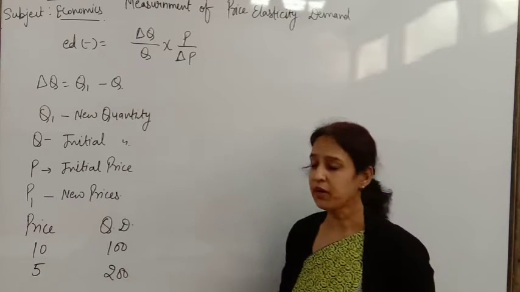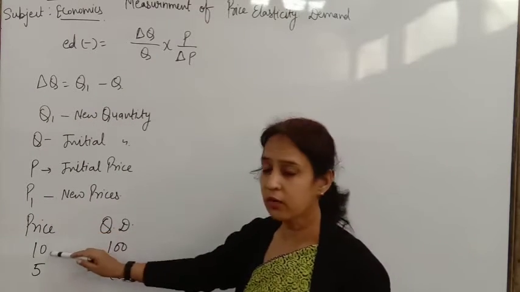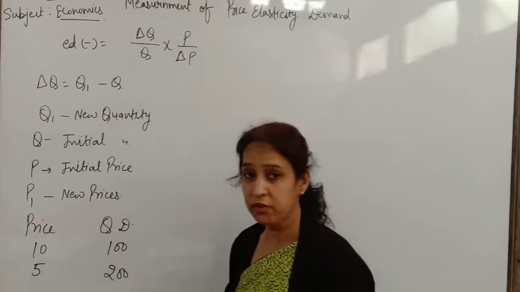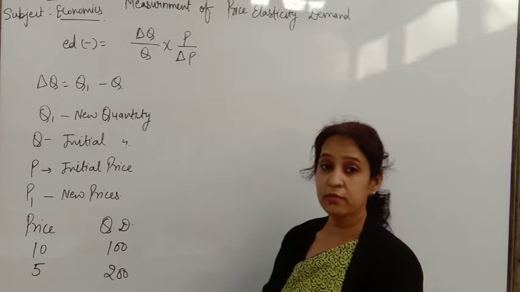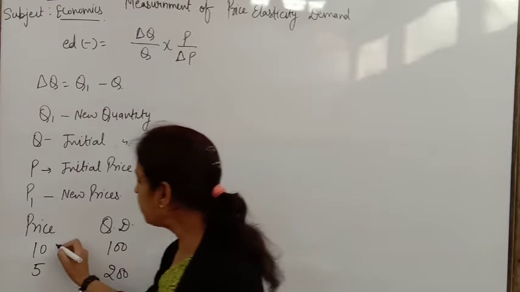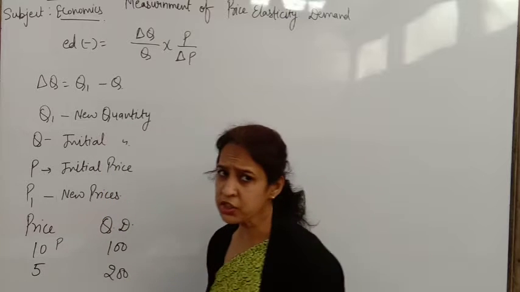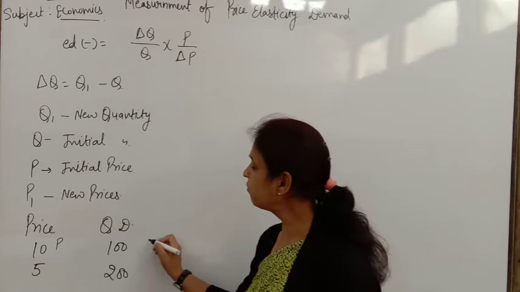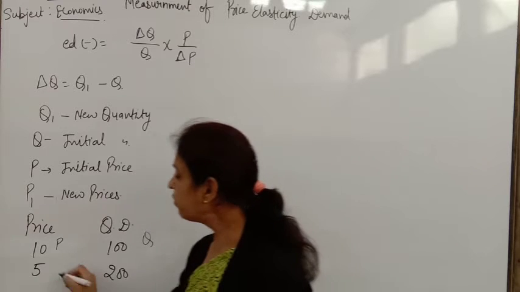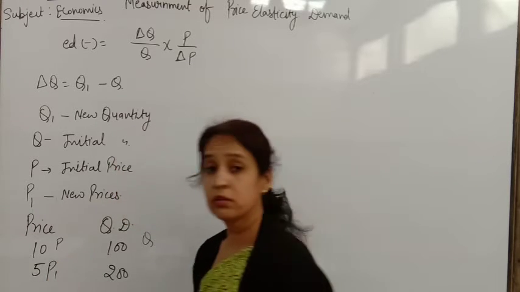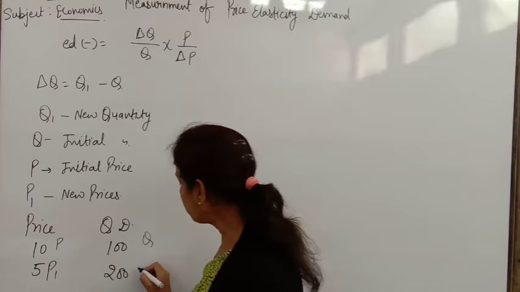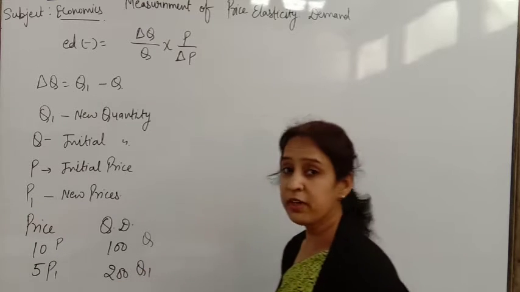Suppose the price of the commodity is 10, then quantity demanded is 100. If the price becomes 5, then the quantity demanded will be 200. So what will be P? P will be 10, the initial price. What will be the quantity? Initial quantity Q equals 100. What will be the new price? P1 is 5. If the new price is 5, then what will be Q1? The new quantity will be 200.